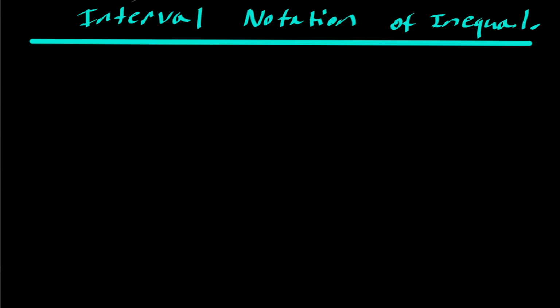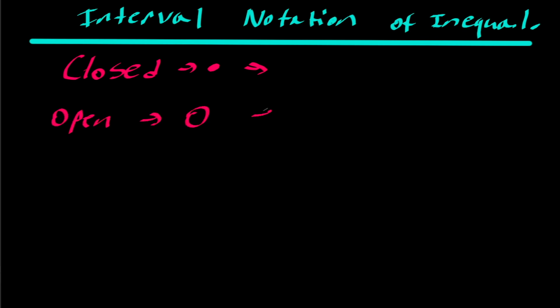In this video, we're going to look at interval notation of inequalities. The first thing we want to get down is, remember, when we're graphing an inequality, we have a closed circle, which is shaded, and then we have an open circle that is obviously open. It's not shaded. And the closed circle goes with less than or equal to or greater than or equal to.